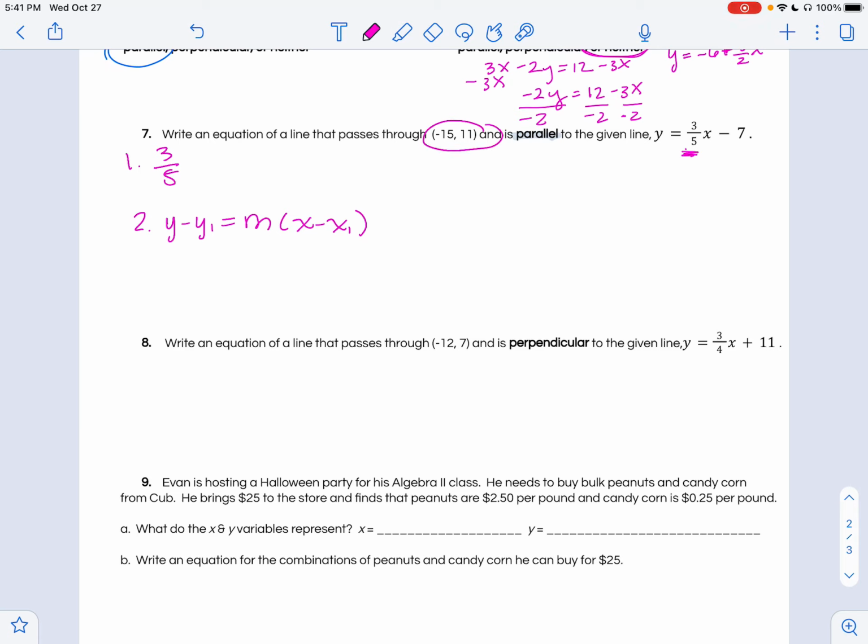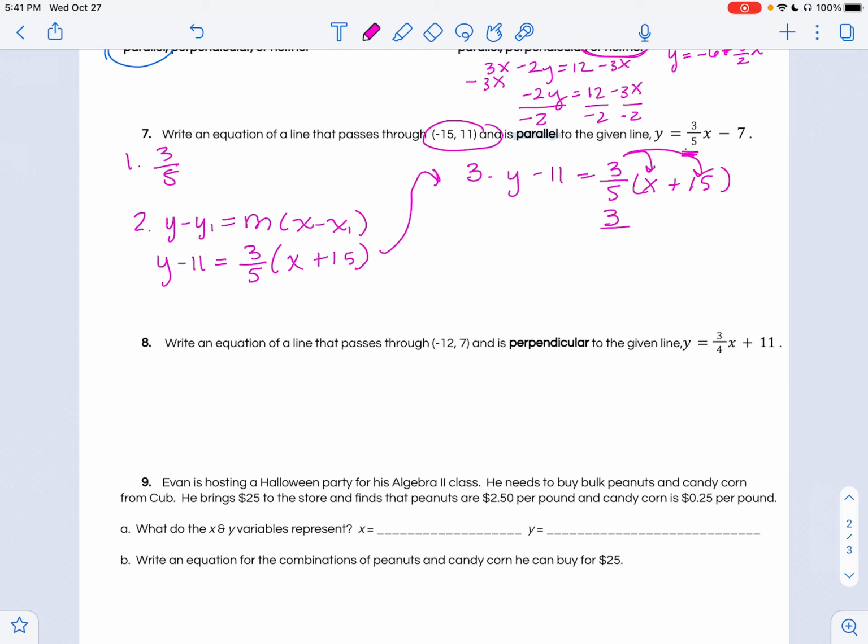And I'm going to use this point here. Okay, the one that's right here. So I'm going to plug that in. So y minus 11, remember we changed the signs. Our slope stays the same as 3/5 from step 1. And then x plus 15. Okay? Step 3 was to take what you've written down and use algebra to change it into slope-intercept form.